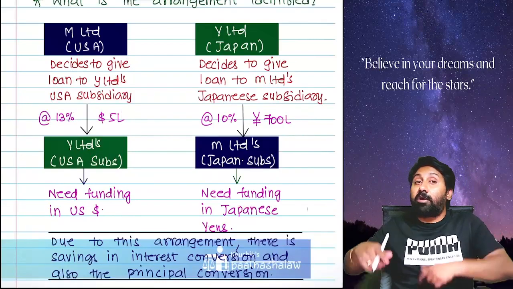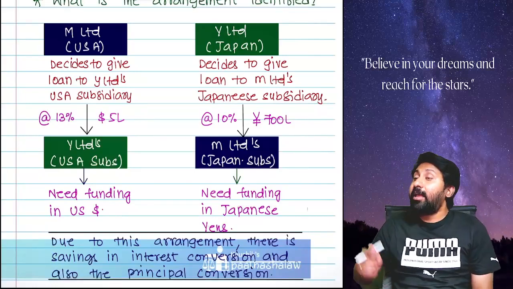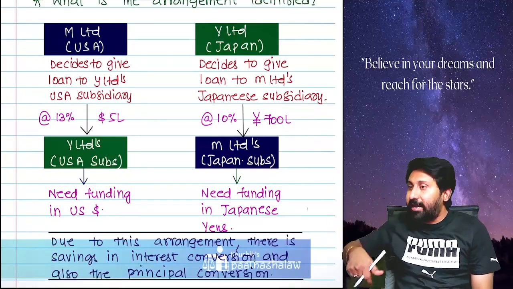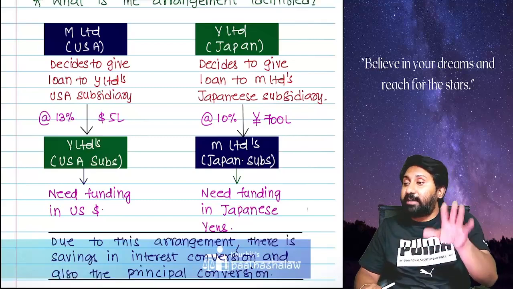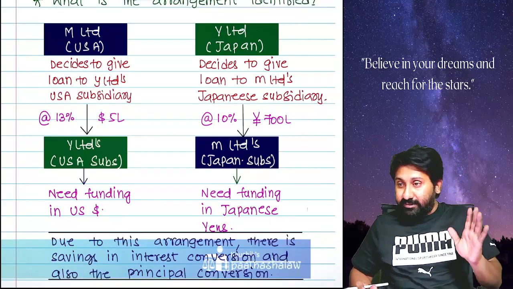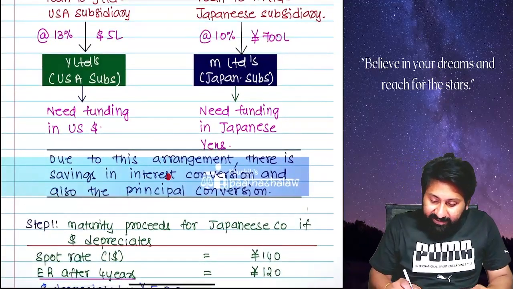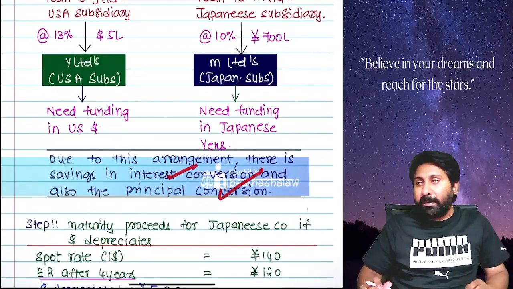This concept is called parallel loans. You give loan to my subsidiary in your country, I give loan to your subsidiary in my country, such that foreign exchange risk, typically what we call currency risk, does not arise. That's what I have written here. Due to this arrangement, there is a savings in interest conversion and also the principal conversion.